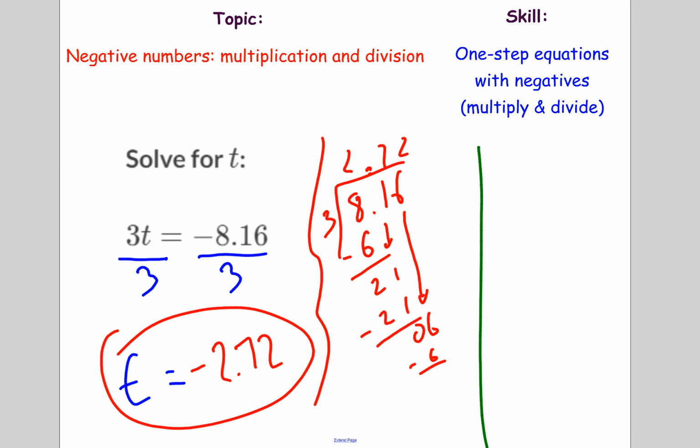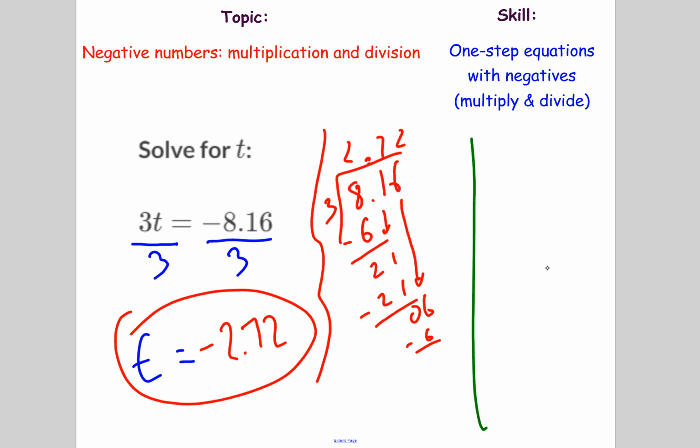Let's check our work. Our work would be 3 times negative 2.72. I'm just going to do times this way because I'm going to end up having to do the work. All right. Well, let's get the sign out of the way. This is a 7, by the way. A positive times a negative is a negative. That's an ugly 7, folks.